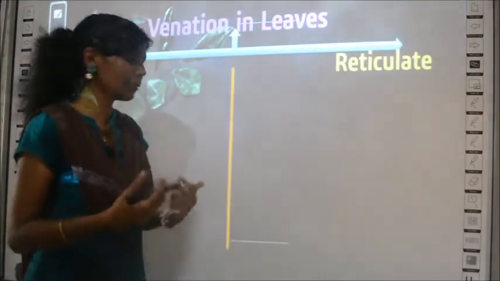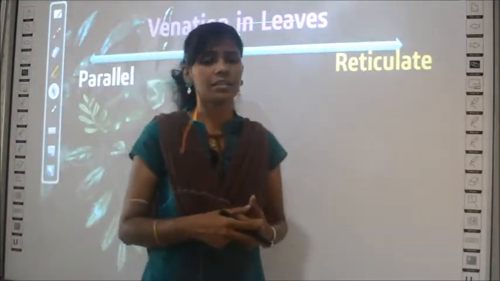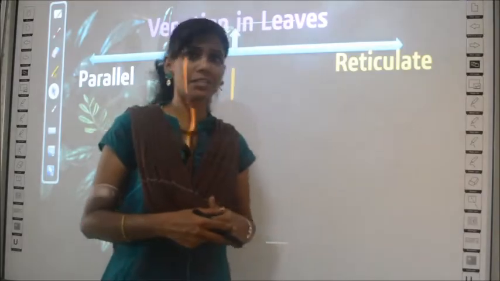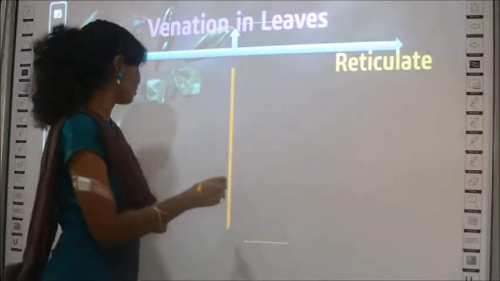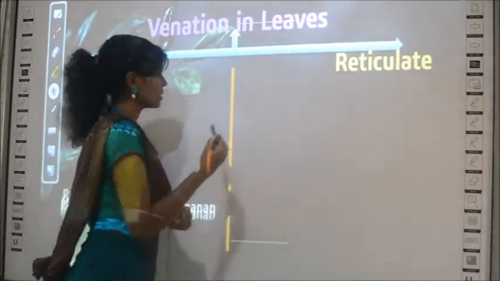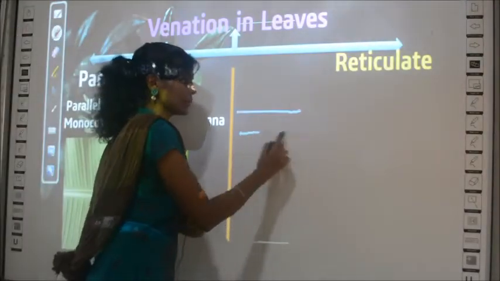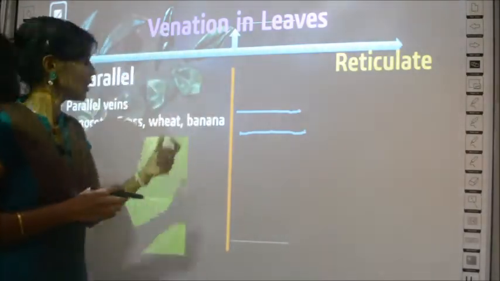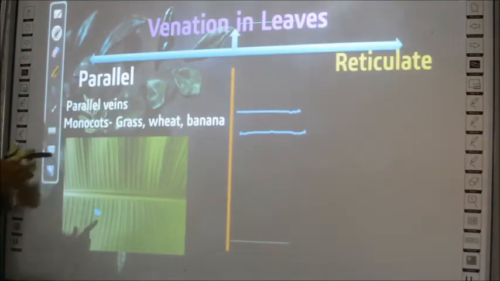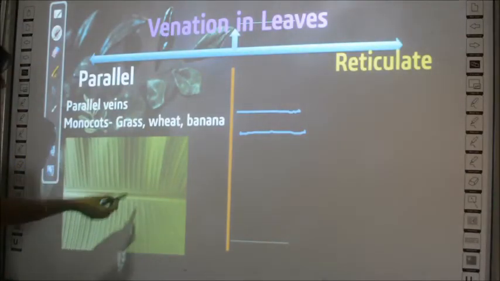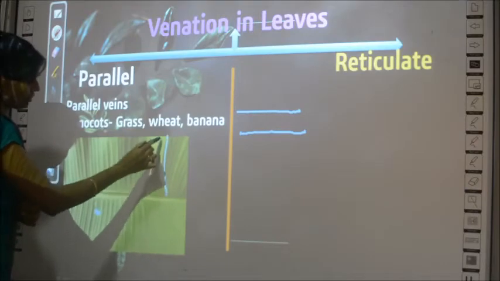Parallel, what is parallel? You can say an example for parallel is a railway track. How does a railway track appear? Like this, right? So like this it appears. This is a parallel line, no? So in this type of parallel venation, you can see the arrangement of veins like this.